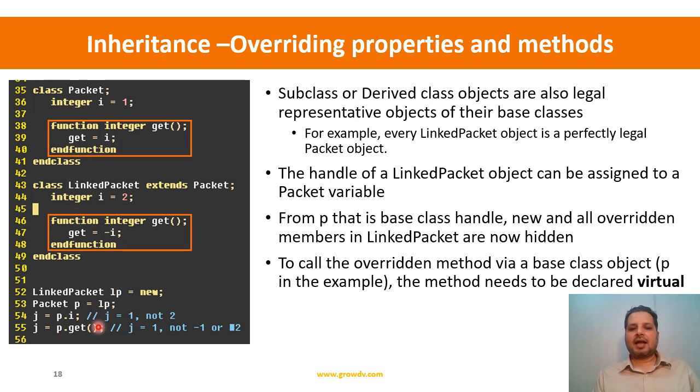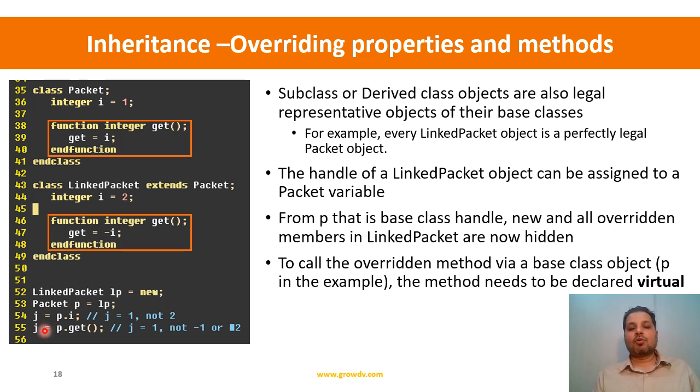So let's see whether that happens. So now what I do is I create one base class handle, packet data type, which is a base class data type, and P. And what I do is I assign the handle of the derived class to this base class, and I had already created an object of the derived class. So now the derived class object is being pointed to by a base class handle. Okay, and I am saying it can be a legal representative.